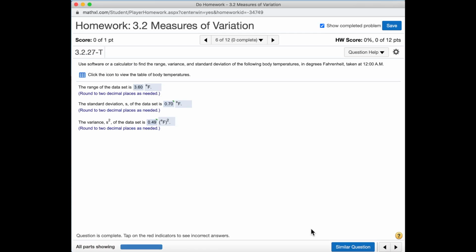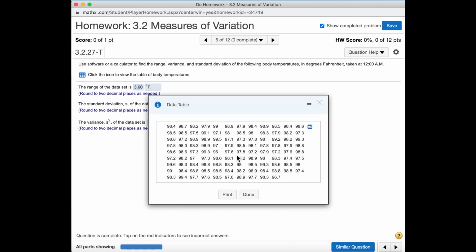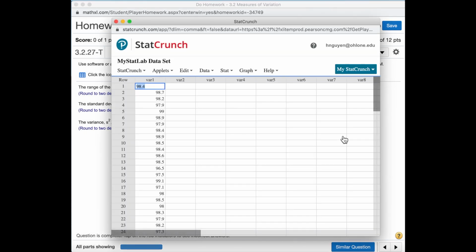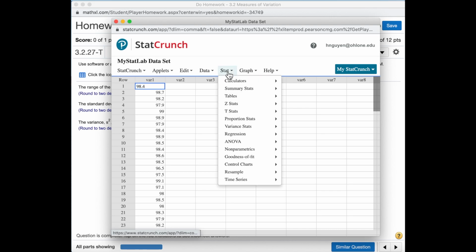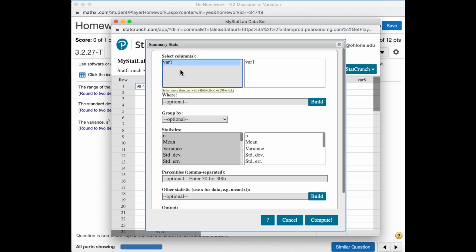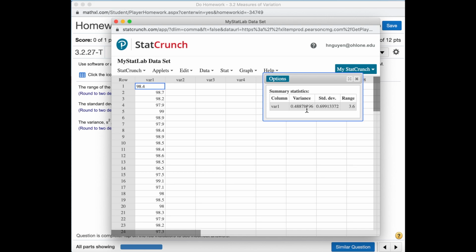To find the range, standard deviation, and variance using StatCrunch, we first need to import the data into StatCrunch. Then click on Stat, Summary Stats, and Columns. Choose a column, choose the variance, standard deviation, and the range. Compute. This is your variance, this is your standard deviation, and this is your range.